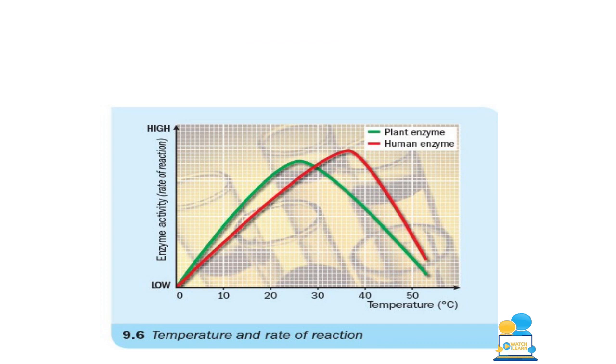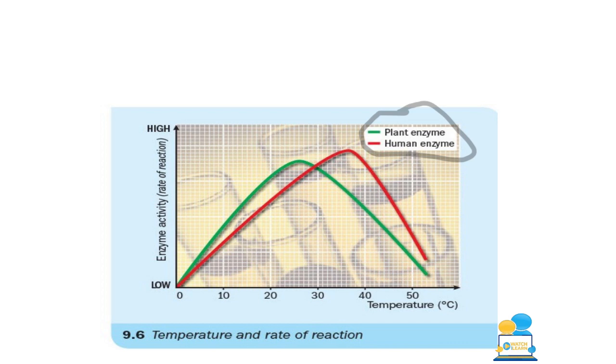Where enzymes are involved, graphs are really, really important. You're going to have to draw a couple of graphs potentially in your Leaving Cert based on the effect of temperature and the effect of pH. So this graph here is looking at temperature and how it relates to plant enzymes and human enzymes. So this is our key up here. So our key tells us that plant enzymes are represented by the green line. Human enzymes are represented by this red line.